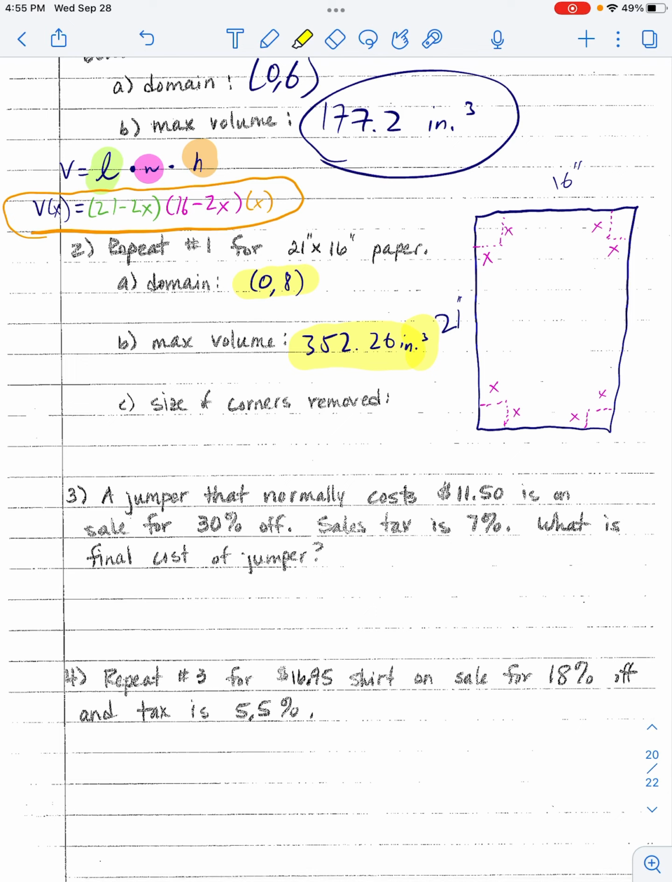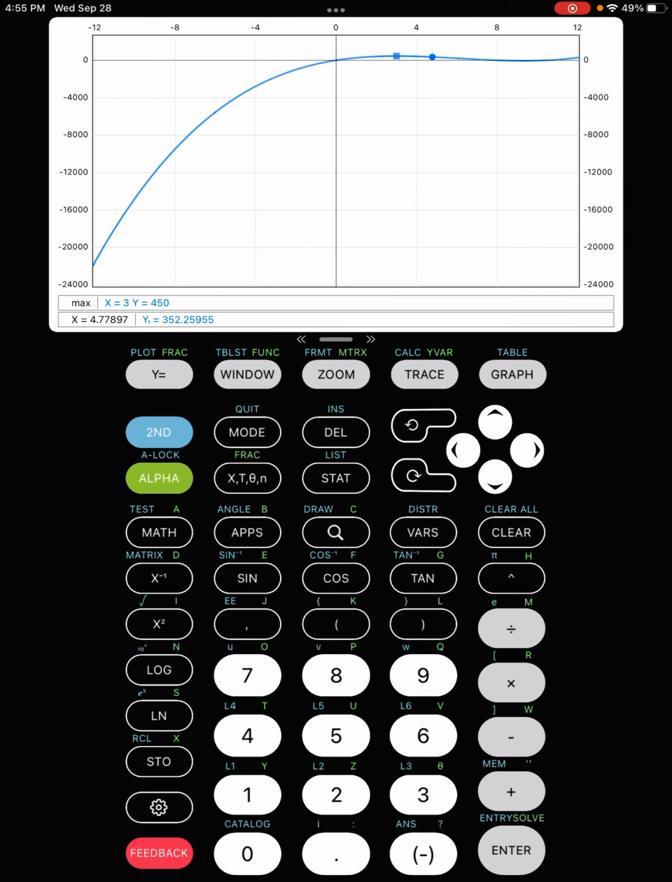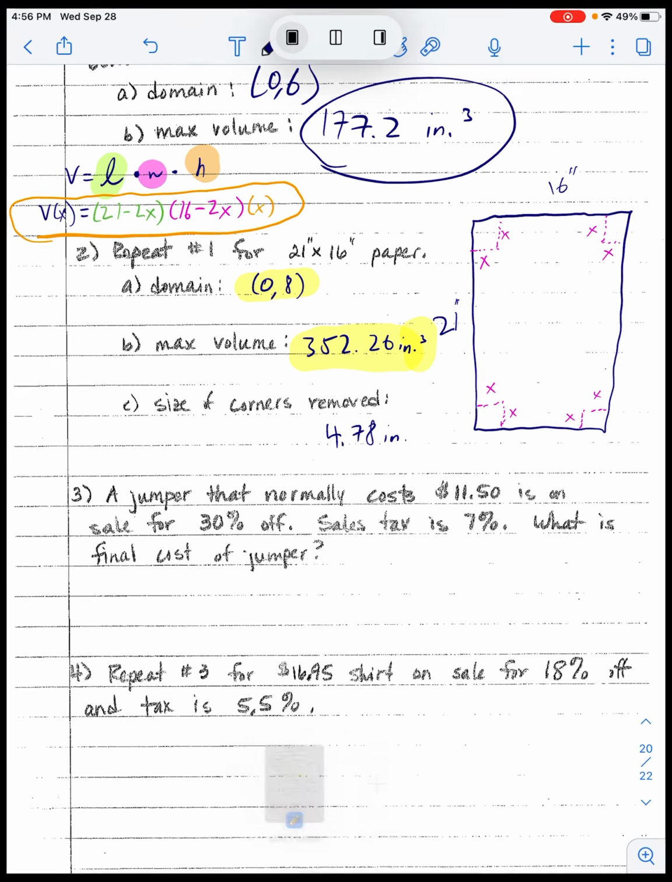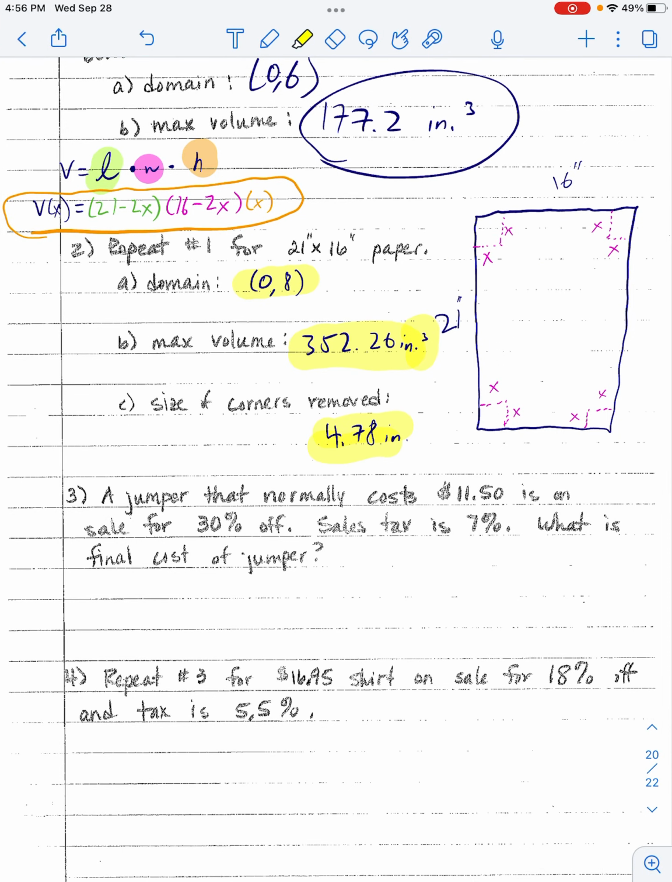All right. So what this next part is asking us is what are the size of the corners? How far into the paper do we cut to get this max volume? Well, that would be the x value that gives us our maximum. So if we cut, look at the bottom left corner of my screen now, if we cut 4.78 inches into my paper, that's going to give us a box. This cut is going to give us a box with this maximum volume here. So that's how that's going to work.